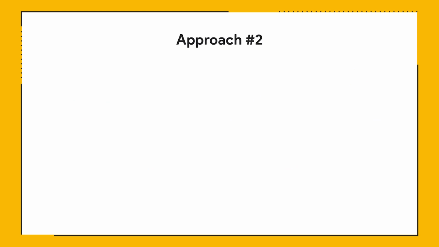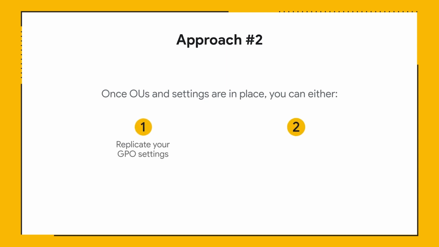The second approach we suggest taking is a full cutoff. Just as before, you need to have your OUs in place. The difference now is that you have all settings in place in the admin console. You can either replicate your GPO settings, or you can start from scratch with a new configuration. This does allow you to make drastic changes to your extension policies. For example, let's say that you want to start blocking all extensions except for the approved ones. This approach might minimize the amount of changes, but it has the highest initial impact for the users. And as expected with that, you might need ample heads up to communicate that to the users.